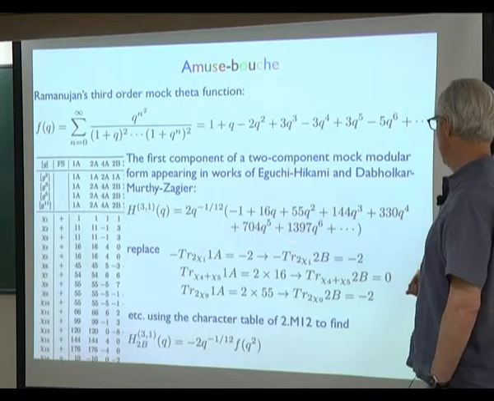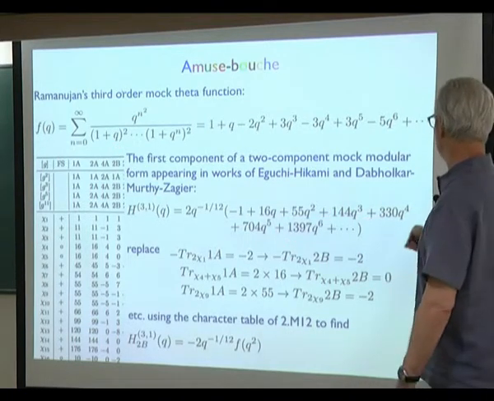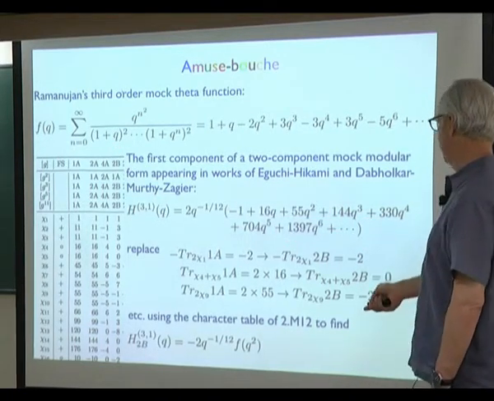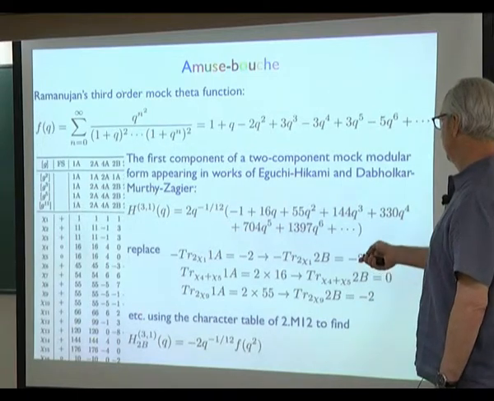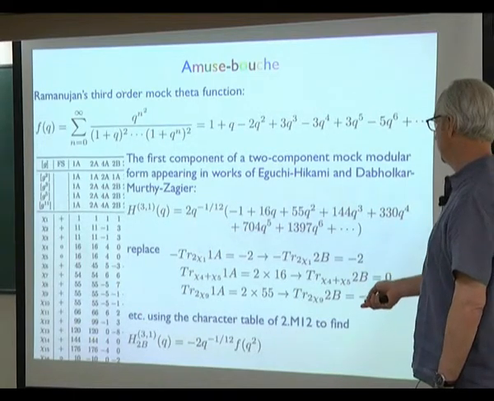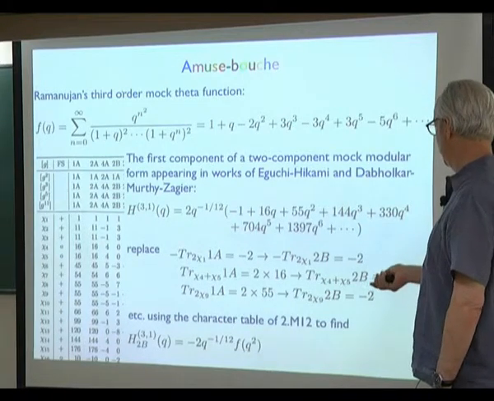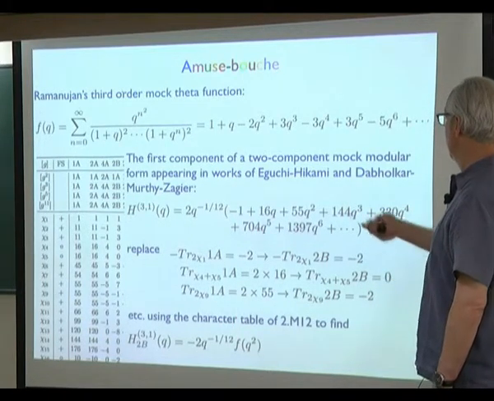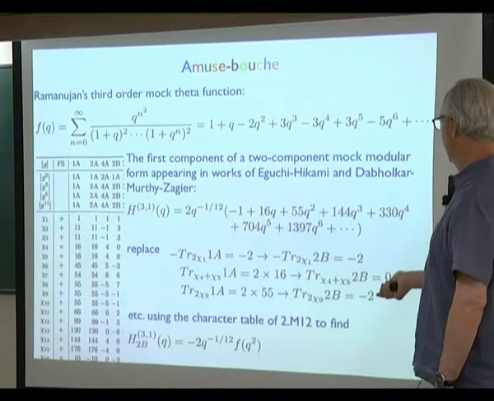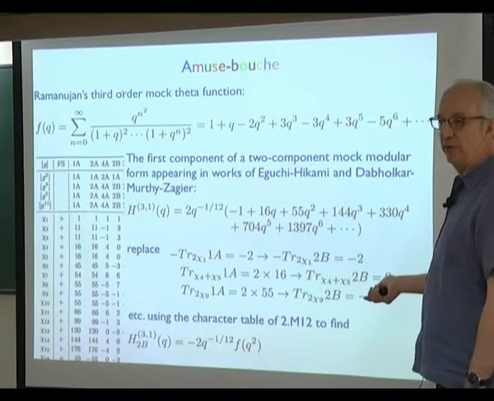element. And if you do this, you can go out as long as you want, you find that this Mock modular form twisted by this 2B element is, up to a factor of minus 2 and q to the minus 1/12th, precisely this third order Mock theta function as a function of q squared.